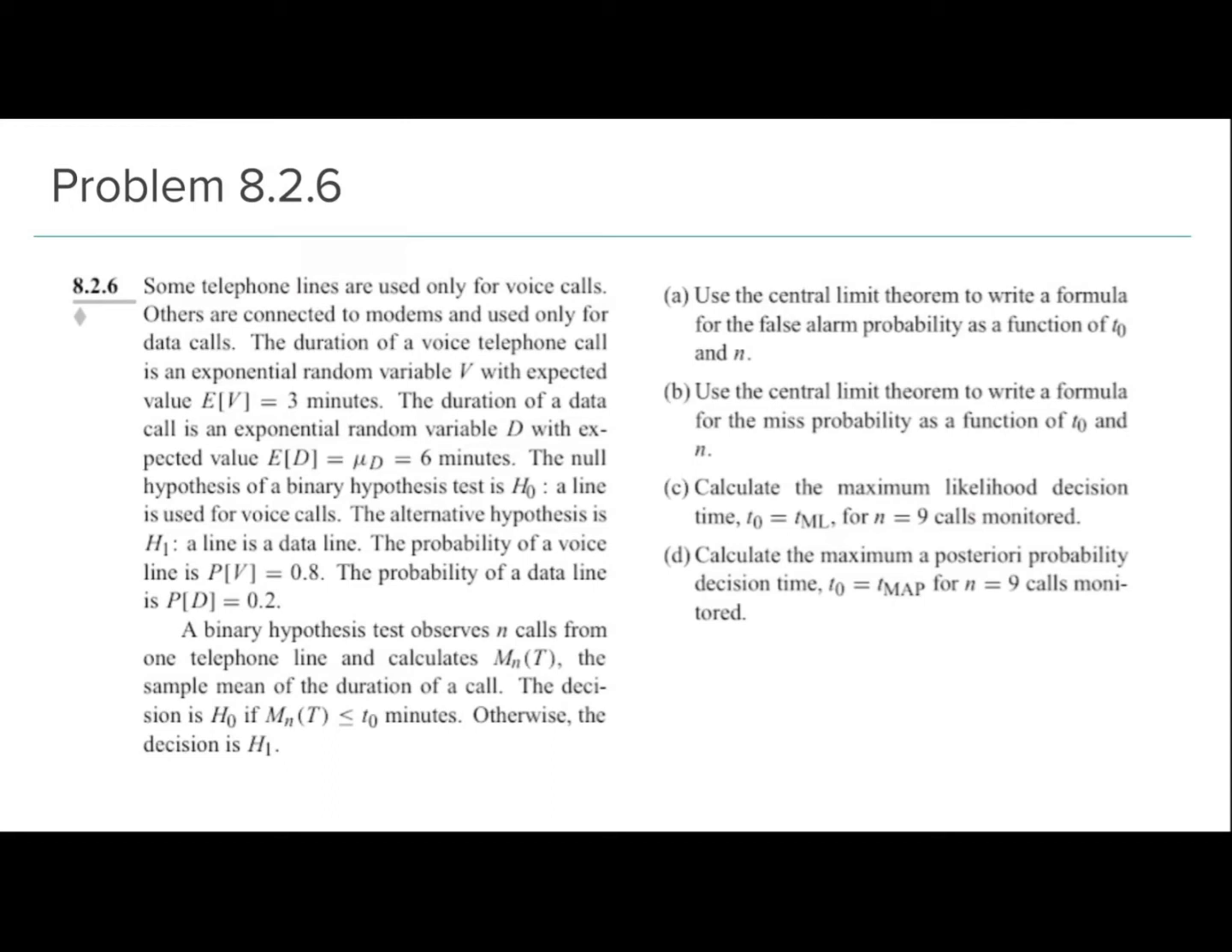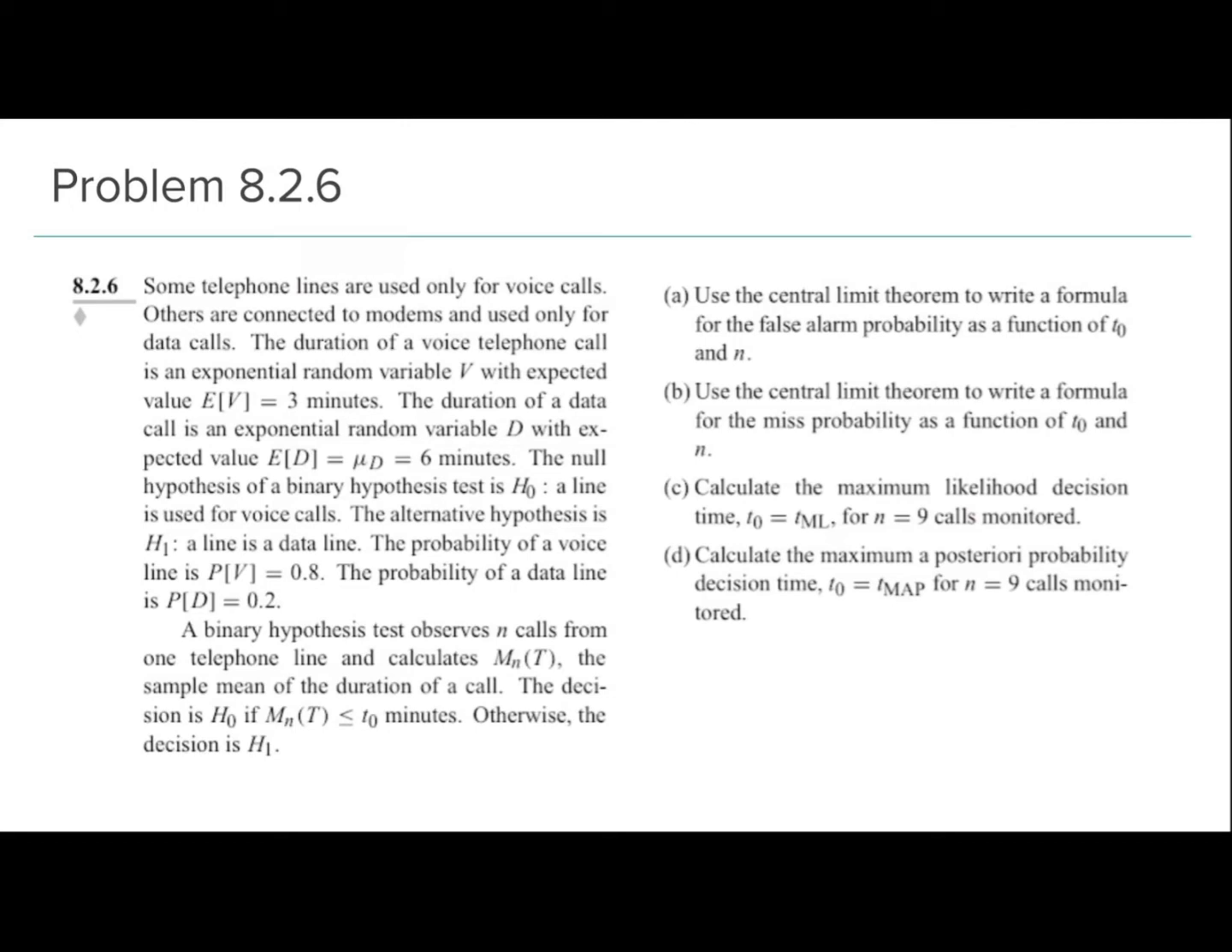The null hypothesis of a binary hypothesis test is H0: a line is used for voice calls. The alternative hypothesis is H1: a line is a data line. The probability of a voice line is P[V] equal to 0.8. The probability of a data line is P[D] equal to 0.2. A binary hypothesis test observes n calls from one telephone line and calculates M_n(T), the sample mean of the call duration. The decision is H0 if M_n(T) is less than or equal to t0 minutes. Otherwise, the decision is H1.